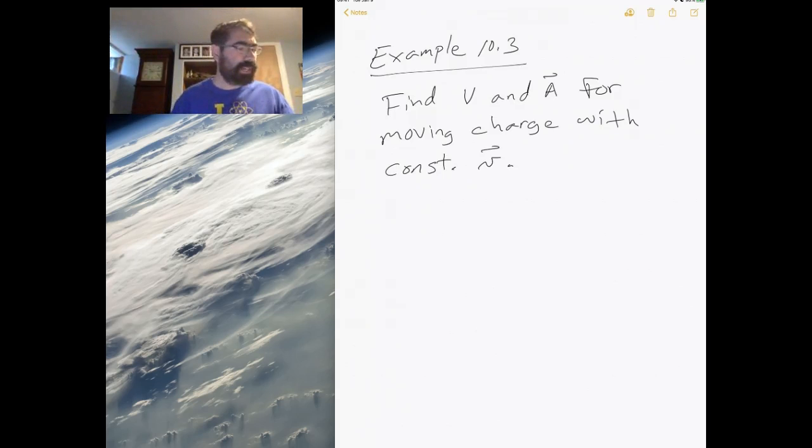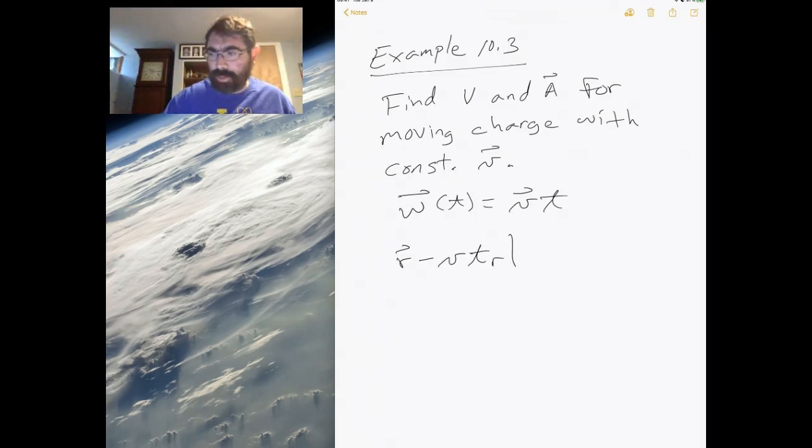Okay, so we'll write out the path that it takes, w with respect to time, is just the constant velocity times the time. That's just kinematics. So I can write down the position now as r minus v times the retarded time, which is equal to c times the time minus the retarded time. So basically the distance that it can travel is the speed times the time.